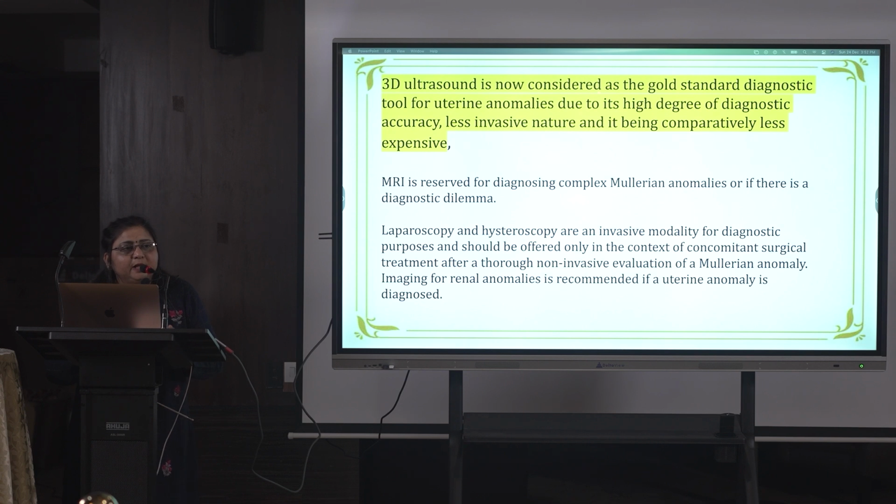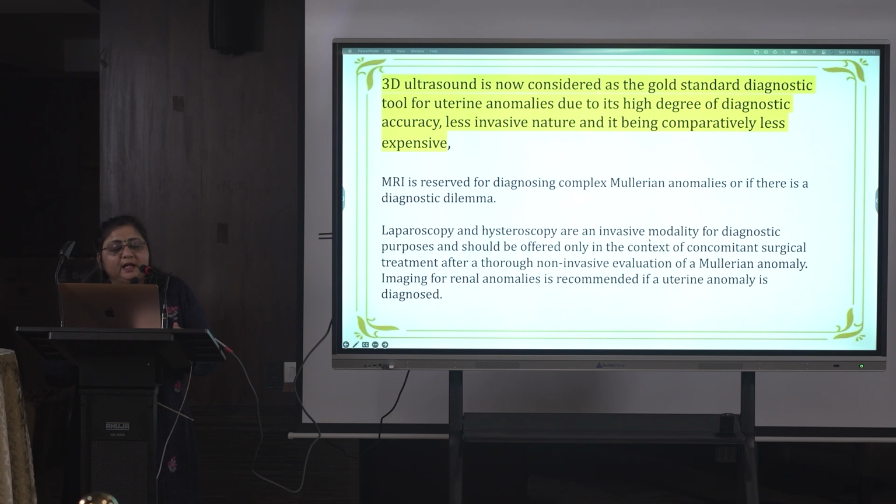Suppose there is a bicornuate uterus with bicollis, like two vaginas are there. So we cannot find out by 3D ultrasound whether it is a didelphys uterus or a bicornuate uterus. That time we have to take into account, and sometimes in a T-shaped uterus, dysmorphic uterus also, we have to do an MRI.